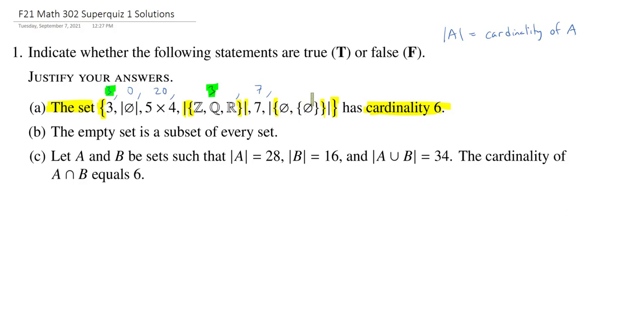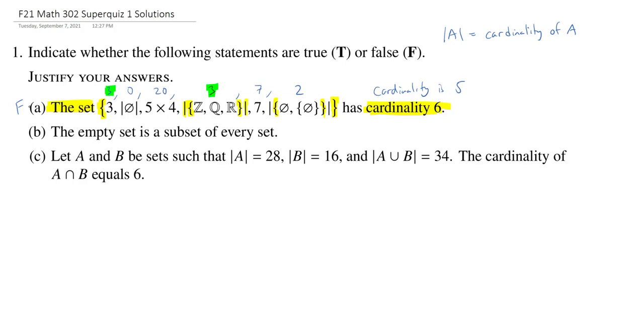inside, but we don't even care what's inside. All right, it has another set as an element. And so in total, it has 2 elements. And so the cardinality is 1, 2, 3. We skip this one, 4, 5. So the cardinality is actually 5, not 6. Okay, so this one is false. Let's go on to part B.